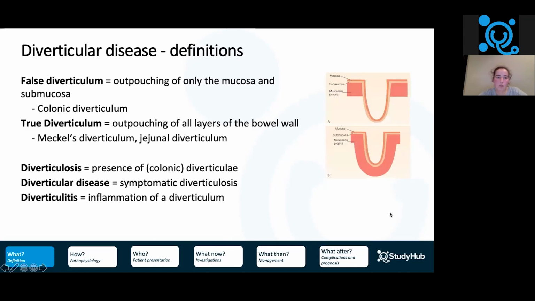So we're going to move on now to talk about diverticular disease, and I just want to start off by going through some definitions. A false diverticulum is an outpouching of the bowel that only includes the mucosa and the submucosa and doesn't include the muscular layer. These include colonic diverticulum, which is what we talk about when we talk about diverticular disease. A true diverticulum is an outpouching of all layers of the bowel wall, and examples of this would be a Meckel's diverticulum or a jejunal diverticulum.